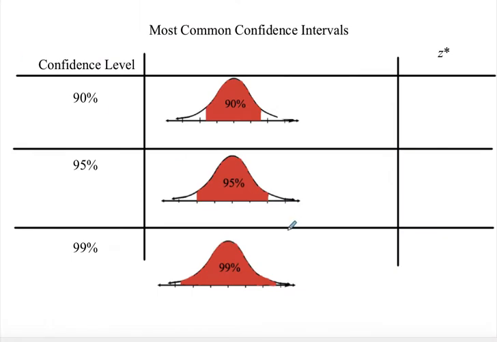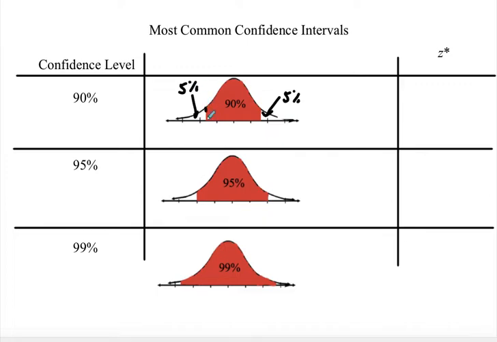Now we're going to look at the most common confidence levels, 90, 95, and 99, and figure out what the z stars are for those, because these are the z stars you'll use the most. The process is the exact same. If I have the middle 90%, that means there's 10% total left over, which means there would be 5% in each of these tails.